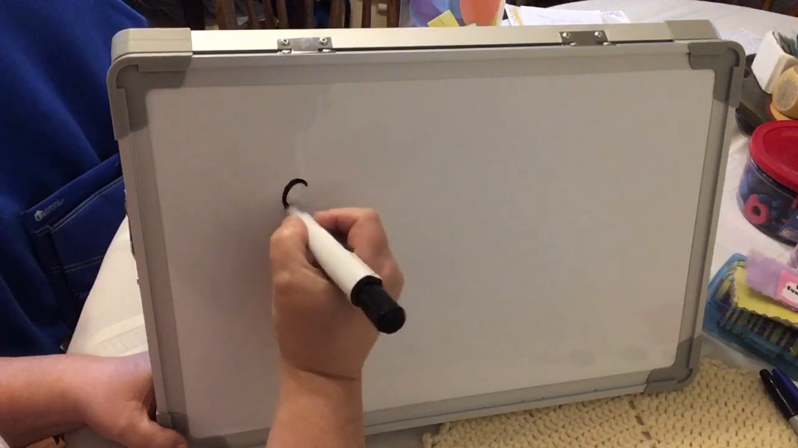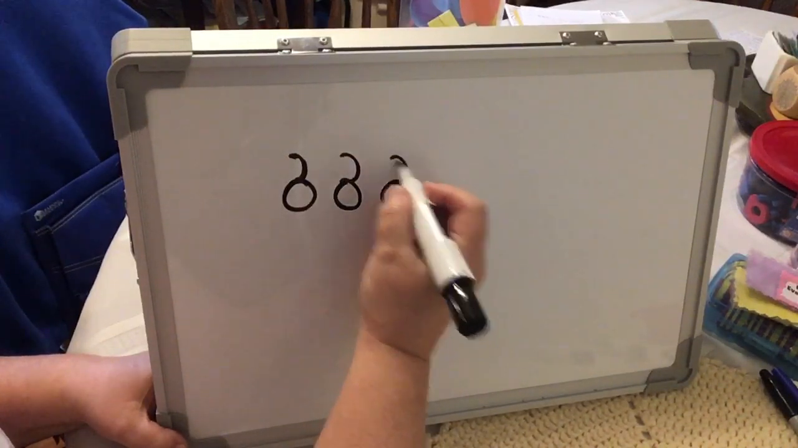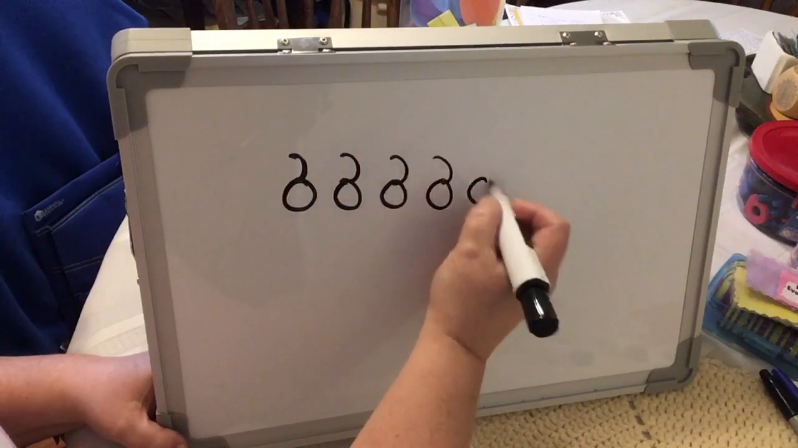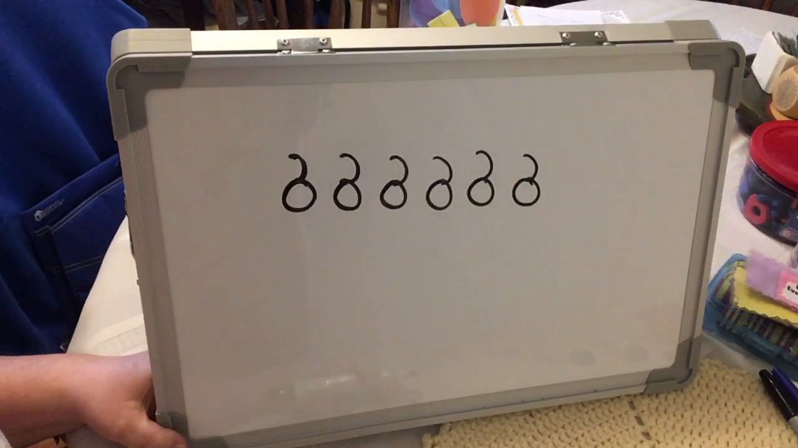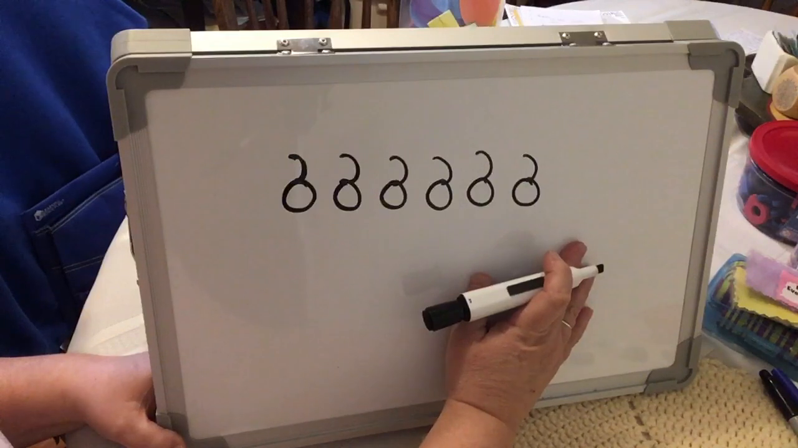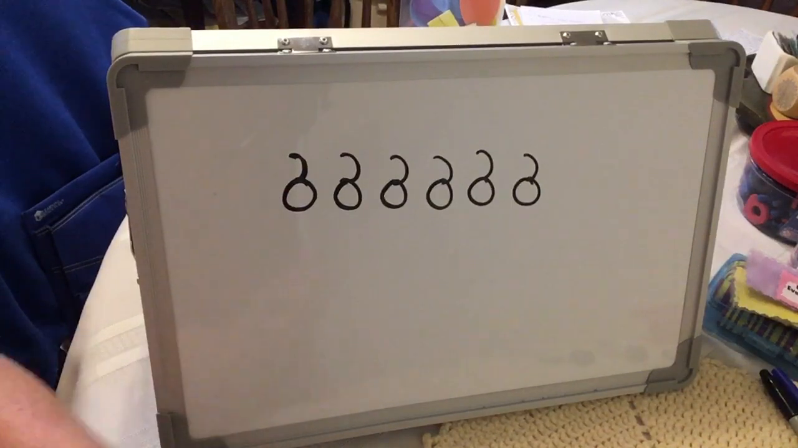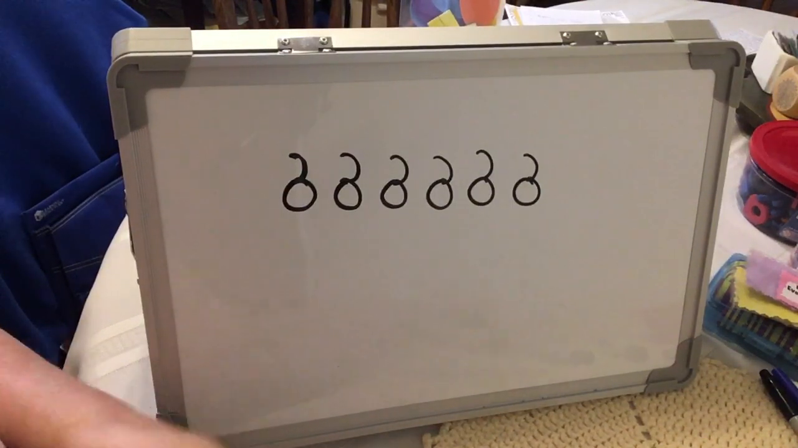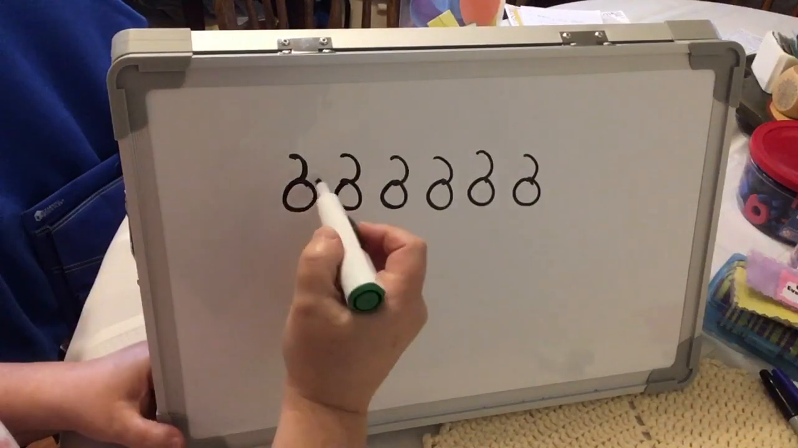She had 6. So let's count 1, 2, 3, 4, 5, 6. 6 cherries. Now the problem said she ate 4 cherries. So how can we show with this drawing that she ate 4 cherries? That's right, we can mark them through. So let's show that with a different color. Here we go. Okay, are you ready? So she ate 4, so let's mark out 4.